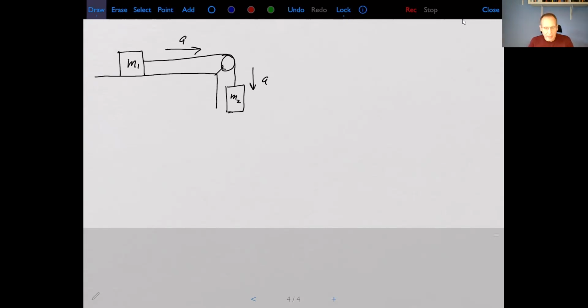Okay, so to do this, what we need to do is apply Newton's second law to each object that's in the system. So I'm going to first start with the cart. And I'm going to draw what's called a free body diagram. So I'm going to draw the cart. I'll just draw it as a small little square there. And I want to figure out what forces are acting on that cart. What are the forces acting on that cart?